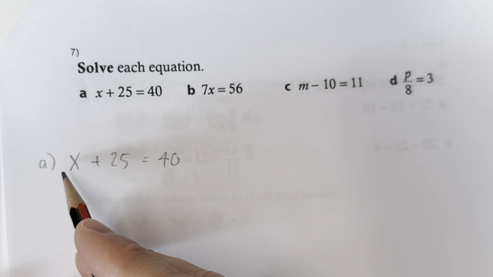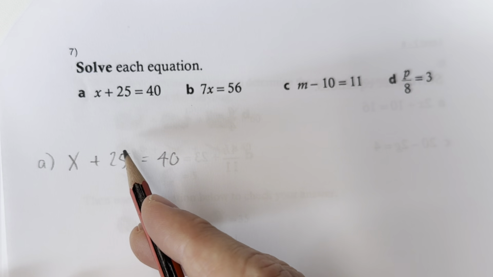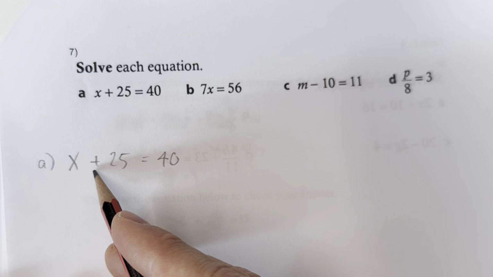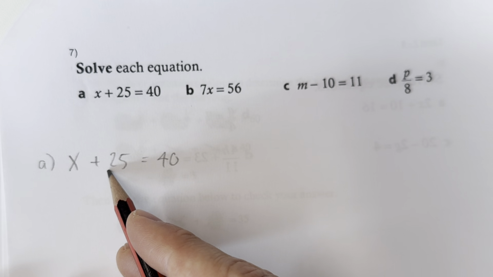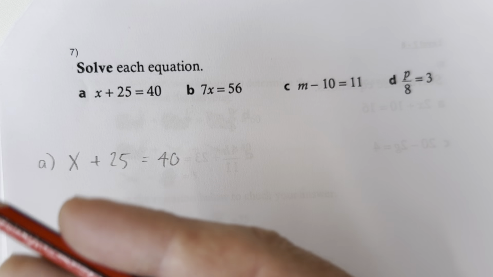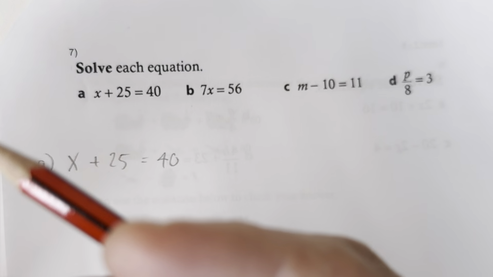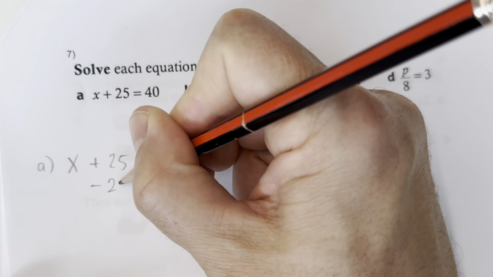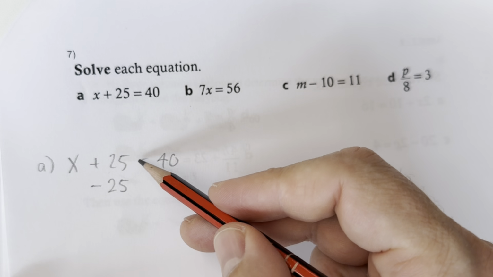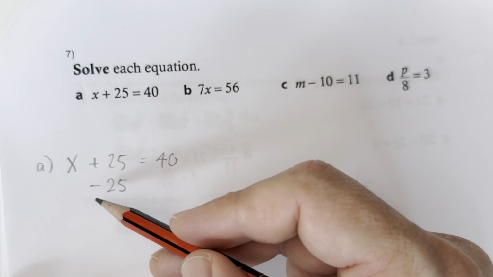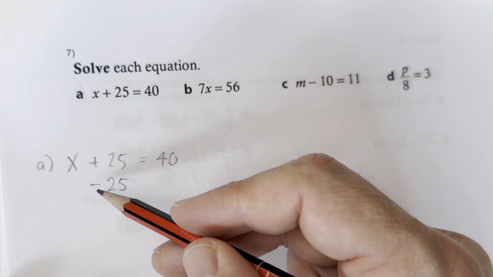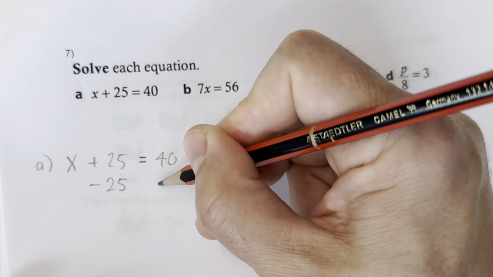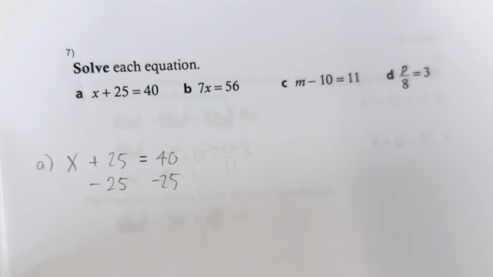And right now, x has a friend, and this friend is plus 25. The operation is addition and 25. So we need to do the opposite operation and then balance that equation. So the opposite operation here, it had plus 25, now I do minus 25. That is called opposite operations. Now go to the other side of the equal sign, right there, and this is called balancing equations.